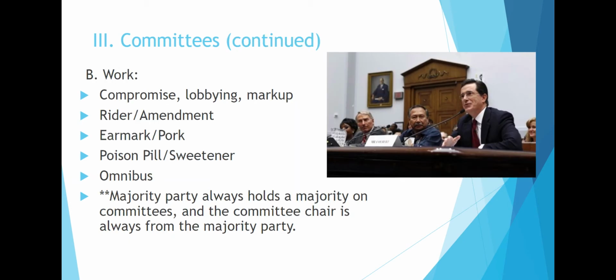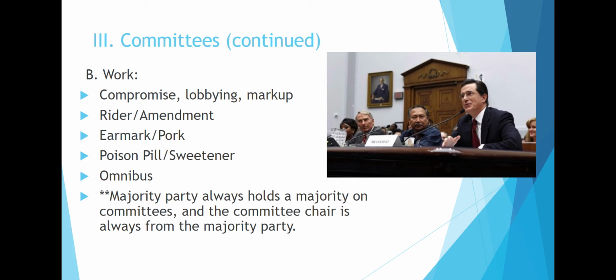We'll talk about some of the work done by committees. Some of this I'm going to ask you to look at in the reading so that we don't spend too much time here. But like I said before, most of the work that's done on bills is done in committee. Any representative or any senator can propose a bill. When it gets proposed, if it's going to be taken seriously by a committee, that's where most of the changes and most of the work gets done.